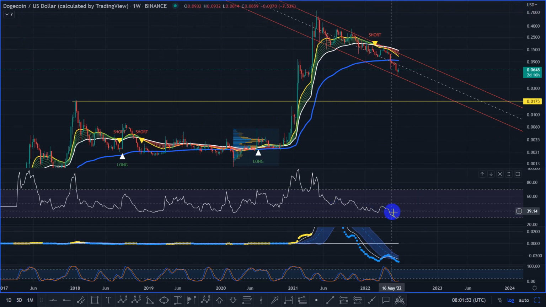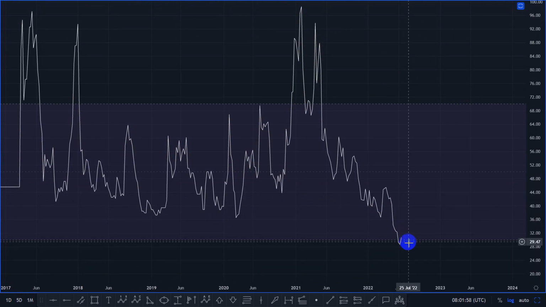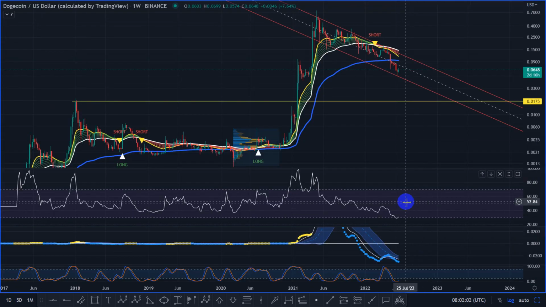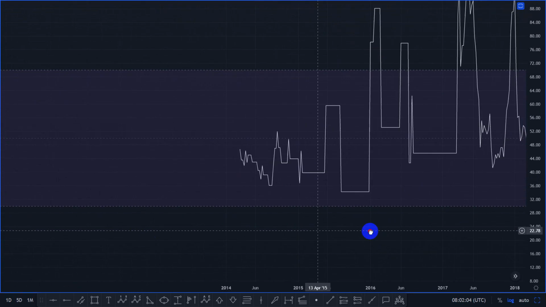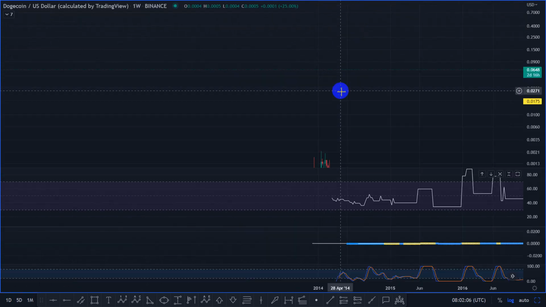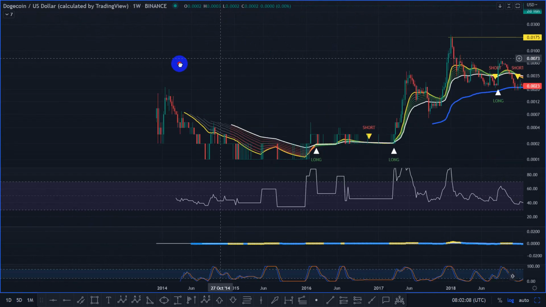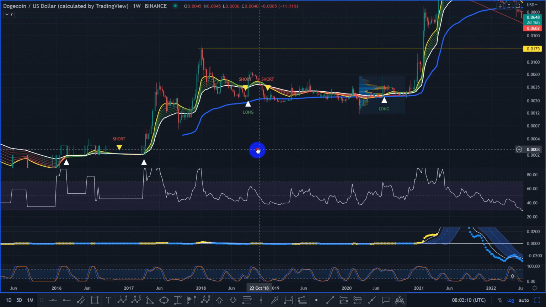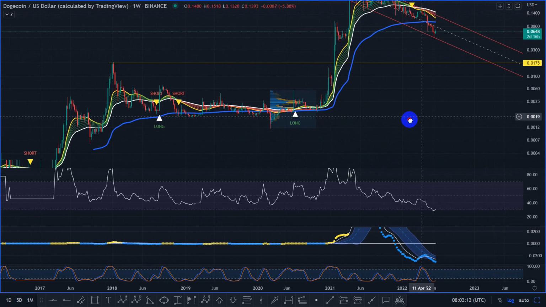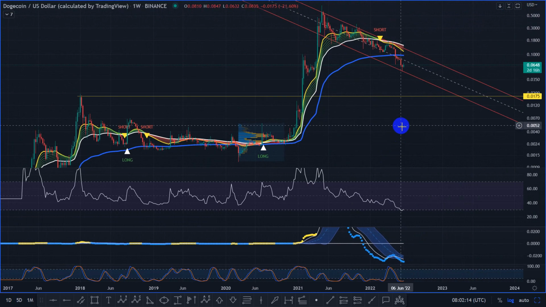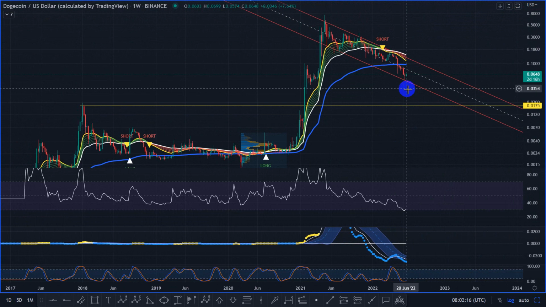First, let's have a look at the RSI. You see that the RSI right now is in the oversold territory, and well, let's have a look. We've never been that low before in the whole Dogecoin history. So if you believe in Dogecoin, that's number one point showing that it may be a good time to start accumulating it.